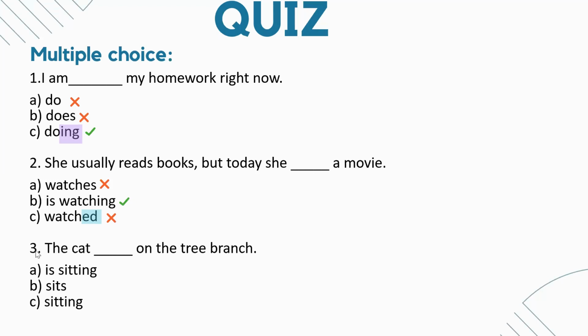And number 3, the cat on the tree branch is sitting. That sounds like the correct answer, but let's go through B and C. B, simple present. C is missing our verb to be. So C is not the answer. B is not the answer. A is definitely the correct answer.